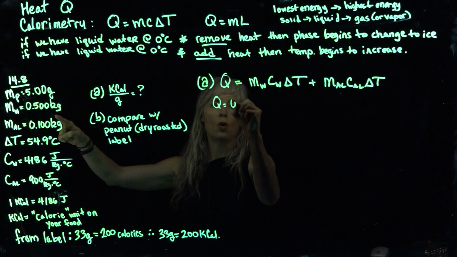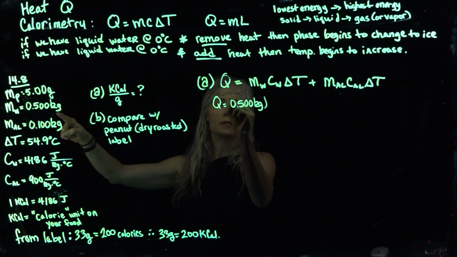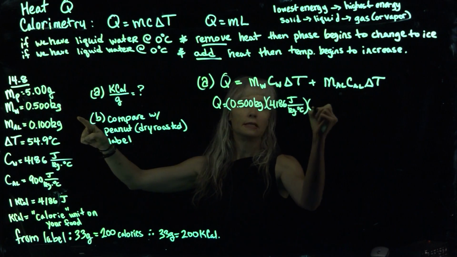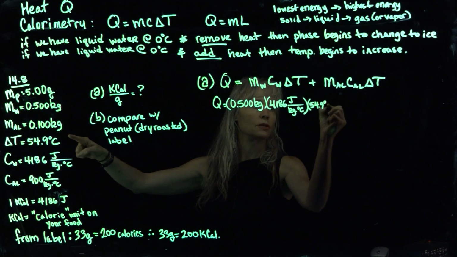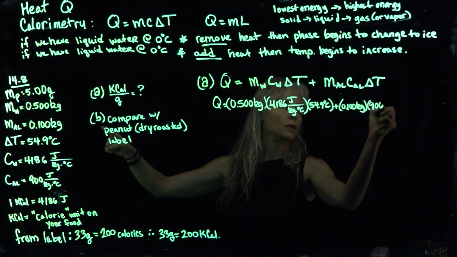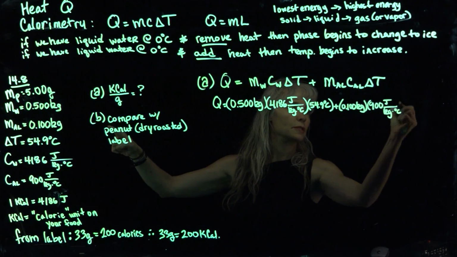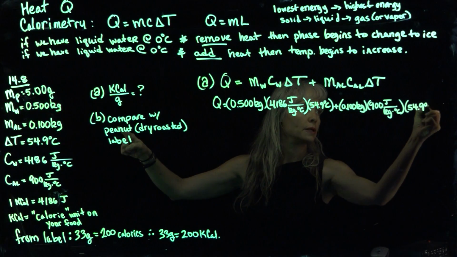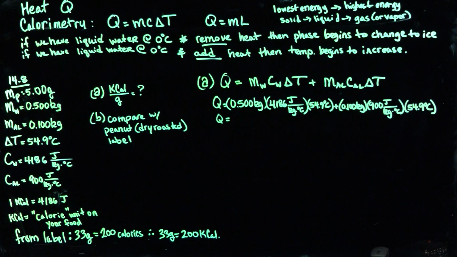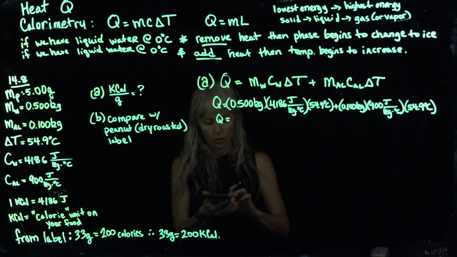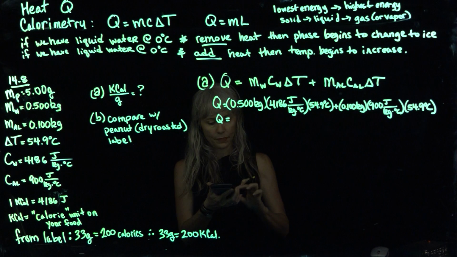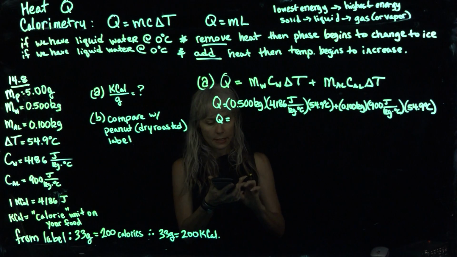So Q is equal to the mass of water, that's 0.500 kilograms, times the specific heat of water, that's 4186 joules per kilogram degrees C, times the temperature change of 54.9 degrees C, plus the mass of the aluminum, 0.100 kilograms, specific heat of the aluminum, 900 joules per kilogram degrees C, times the change in temperature, 54.9 degrees C. So we can figure out the total amount of heat energy that is released by the peanuts as they are burning, and so 0.5 times 4186 times 54.9 plus 0.1 times 900.